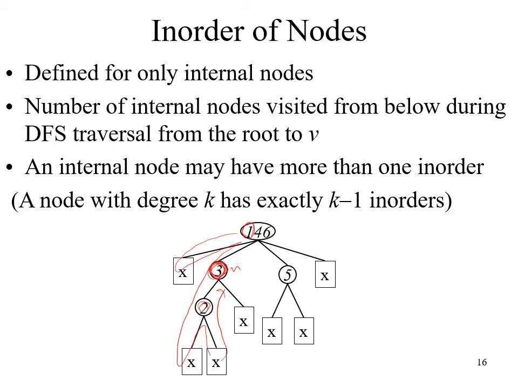And an internal node may have more than one in-order. Precisely, a node with degree k has exactly k minus 1 in-orders. So a unary node doesn't have an in-order. This is unary.